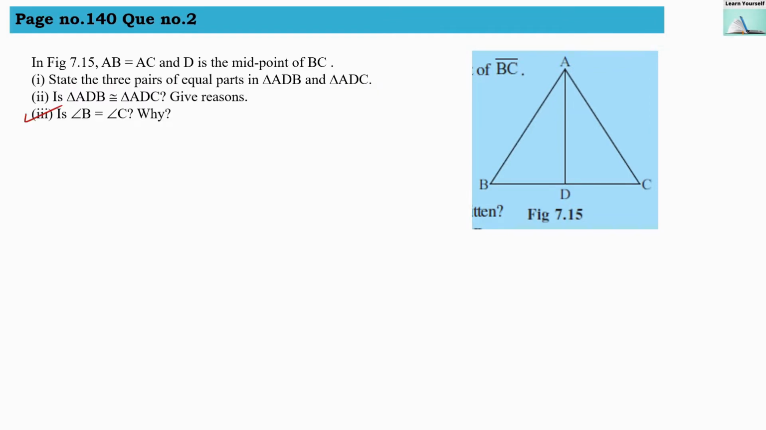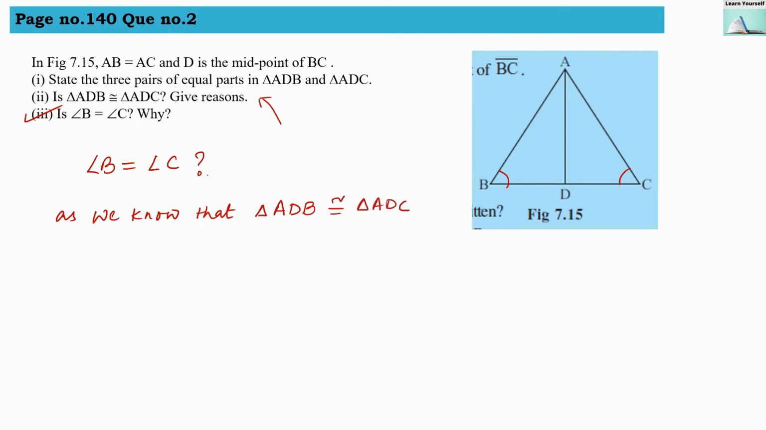Now we are taking the third question, that is, angle B is equal to angle C, yes or no, and why? So here angle B and angle C, we are proving with the help of whatever we have proved earlier, that triangle ADB is in congruence with triangle ADC, which we have already proved in the second question. So as per this, we can write that angle B is equal to angle C. What will be the reason for this? Because they are corresponding angles.